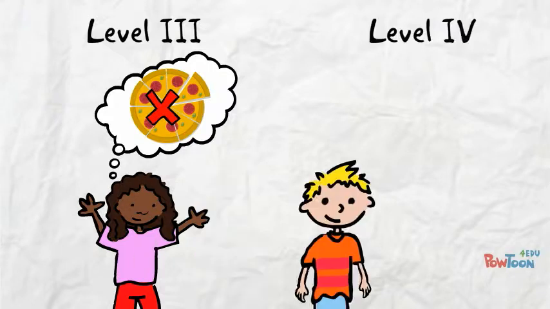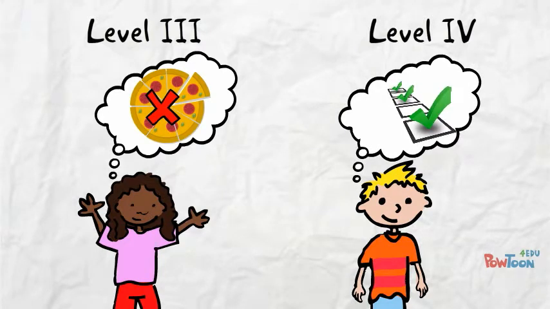In level 4, the construction of the operational structure of quantity develops. They can now predict in advance the necessary choices.